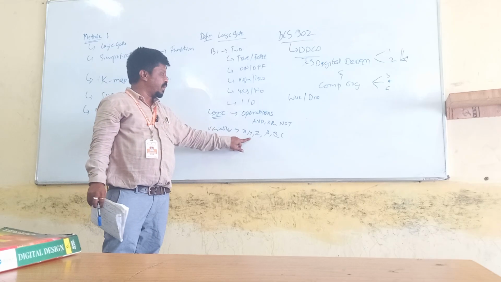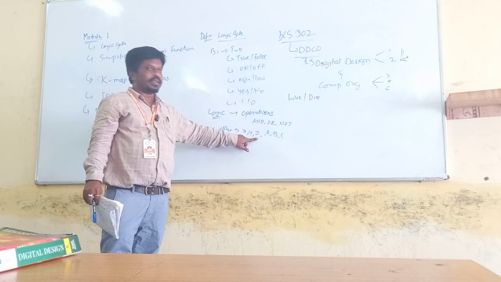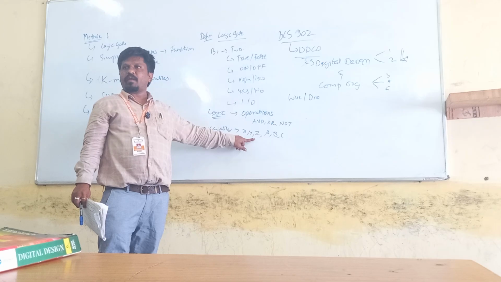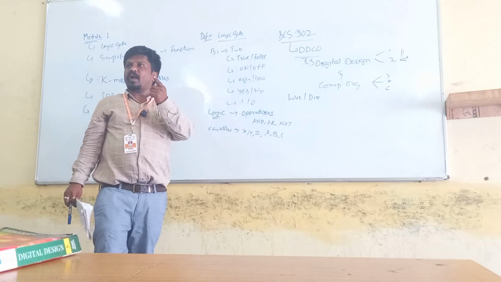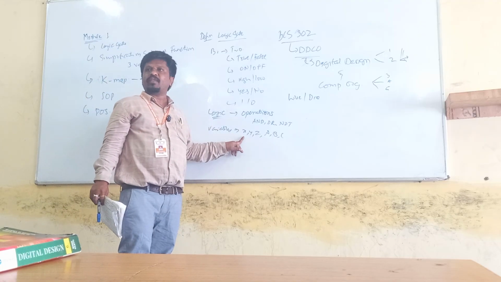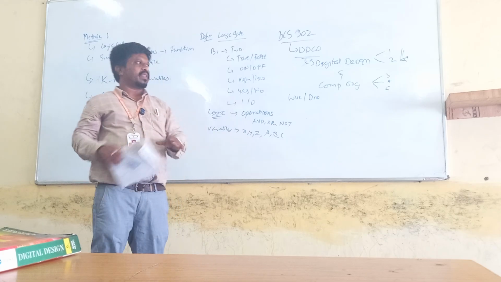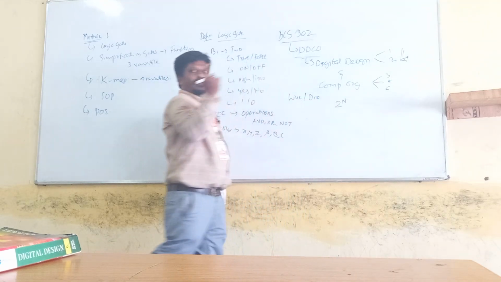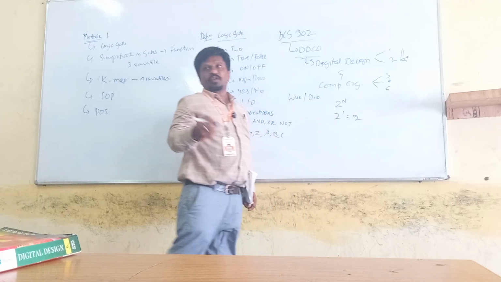If I consider three variables in one term, these three variables can have 2 to the power 3, which means 8 combinations. If I have four variables in one single term, I would have 16 combinations. Just concentrating on one variable, it can have only 2 to the power 1, which is nothing but two options. Variables can have combinations with the help of 2 to the power n.